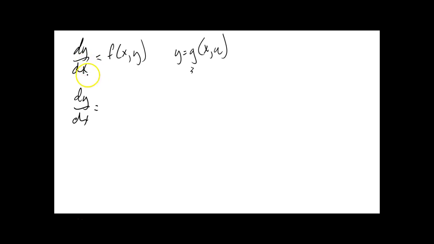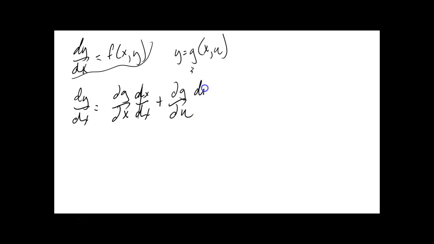Just looking at this, ignore the other part for now. dy/dx would be the partial of g with respect to x times dx/dx, which we know, of course, is 1. So why they even wrote it, I'm not sure. And if g was a function of u, that's plus the partial of g with respect to u times du/dx.